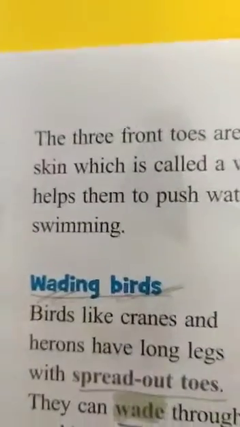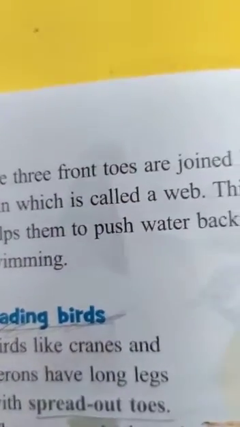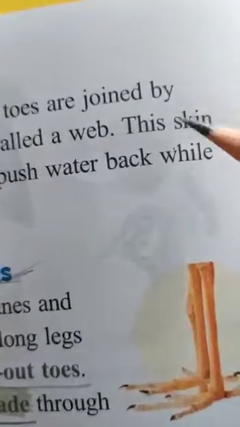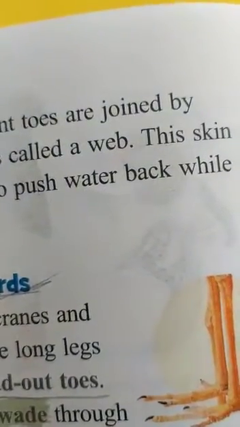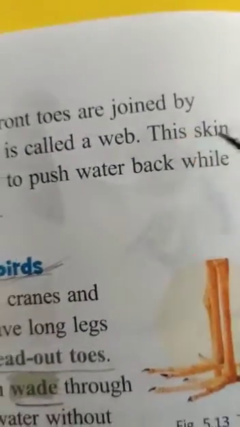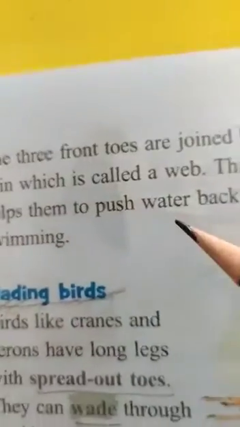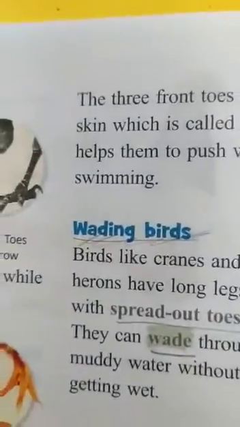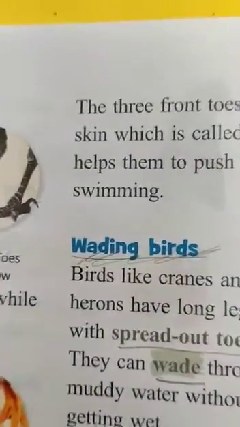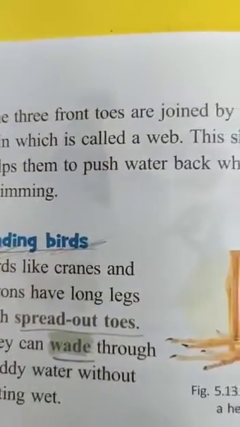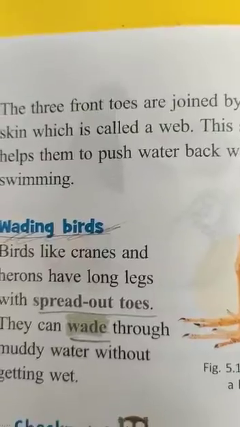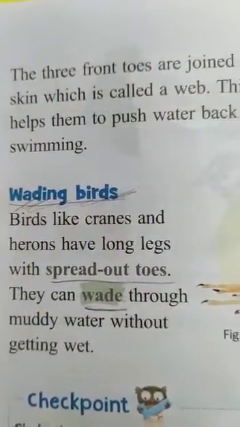Yes, what is a web, children? It is called as a skin by which one toe is joined with another. That is called as a web. That is the reason they are called as webbed feet. This skin helps them to push water back while swimming. Why is the webbed feet important, children? They help in swimming. Okay.